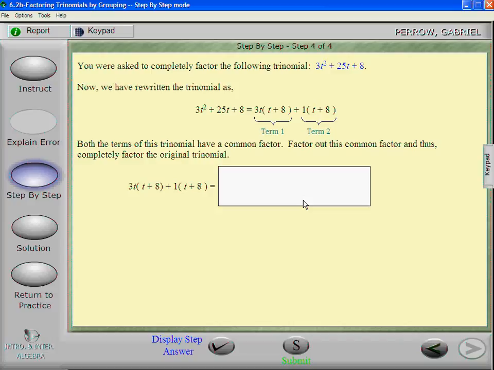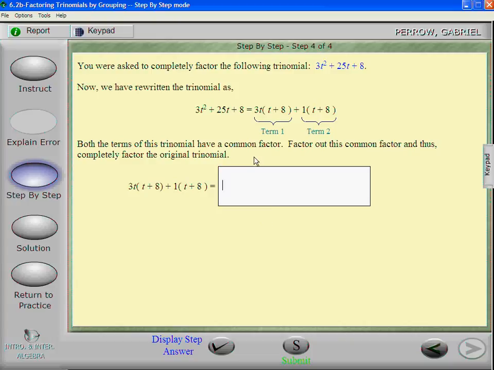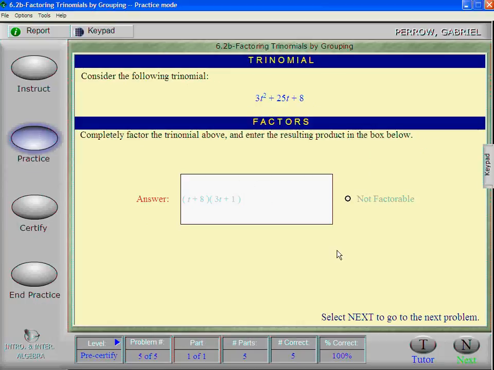So with the common factor of t plus 8, we can say, using parentheses, t plus 8 is a common binomial, comes out front. After you divide that away, 3t plus 1 is left in the parentheses. Okay, t plus 8 times 3t plus 1.